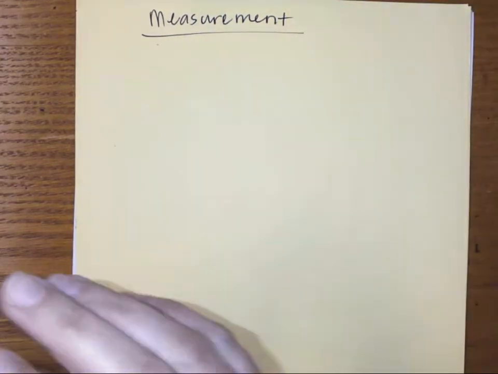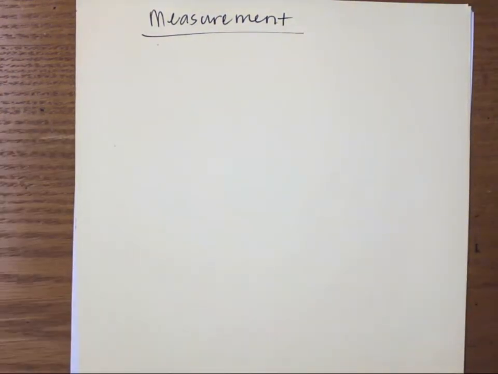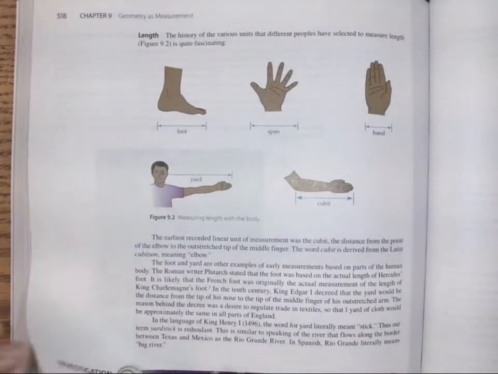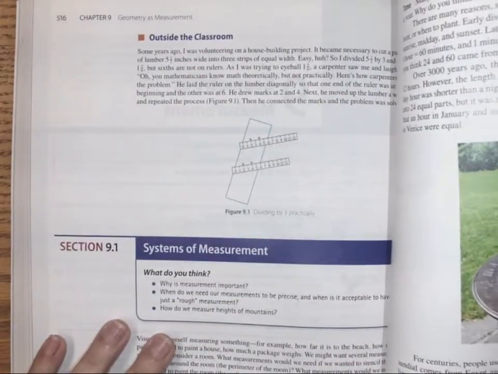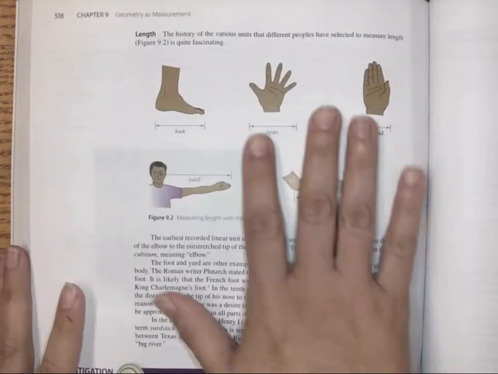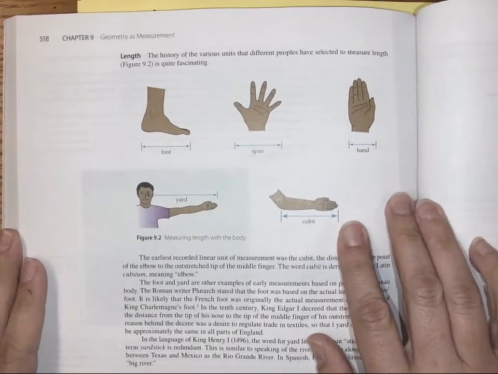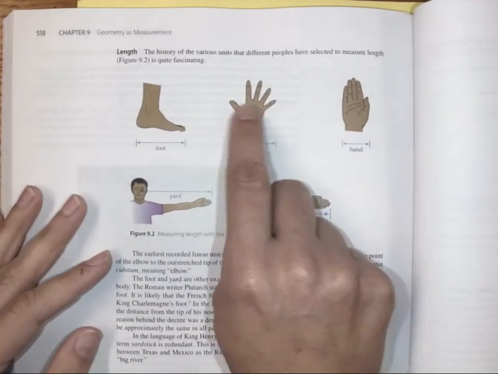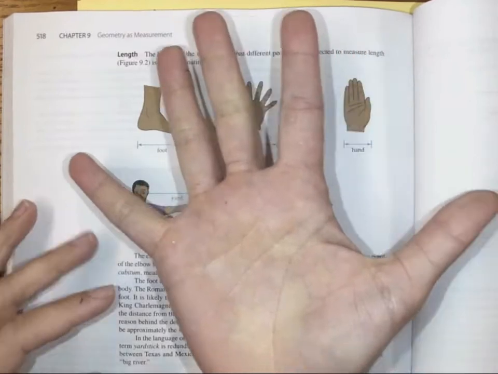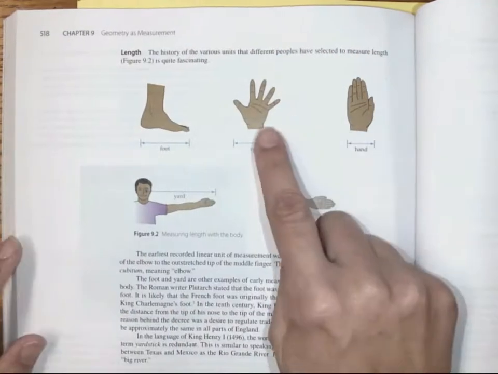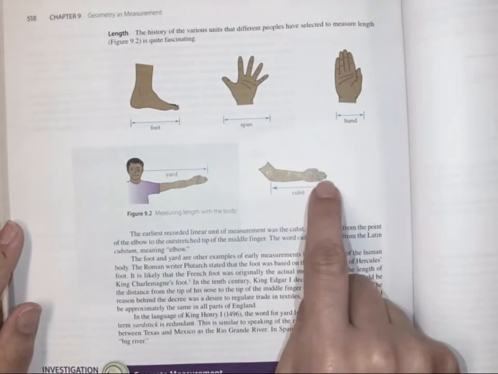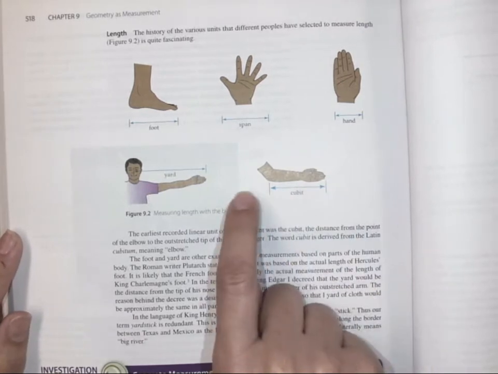Okay, so real quick, a history about measurement. I actually was reading in a book this morning and saw this. Back in the day, this was the types of measurement using parts of your body. So a span was from the tip of your pinky to the tip of your thumb, so from here to here. And then a cubit was from the tip of your middle finger to your elbow.